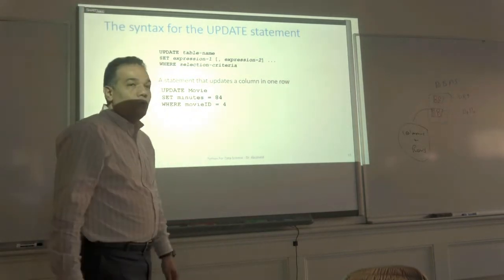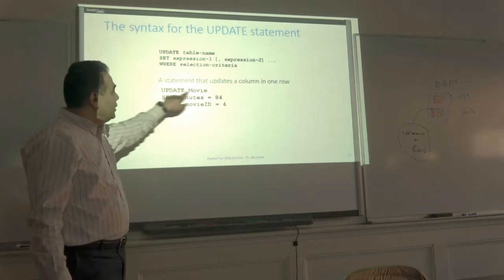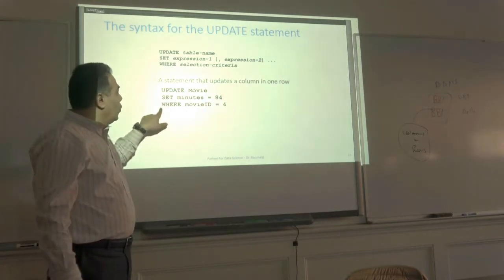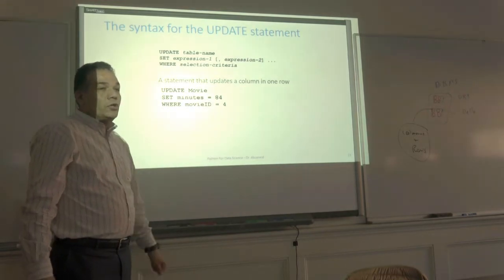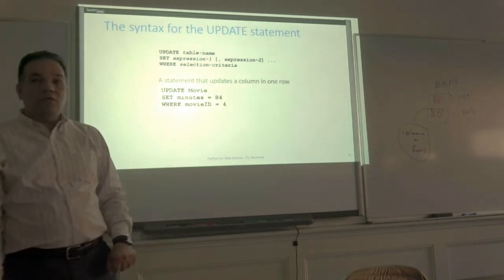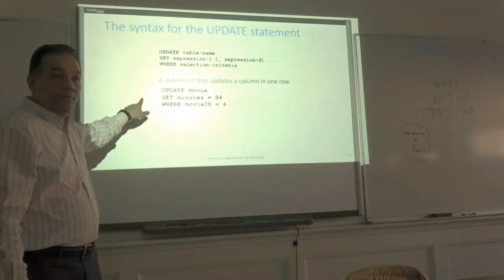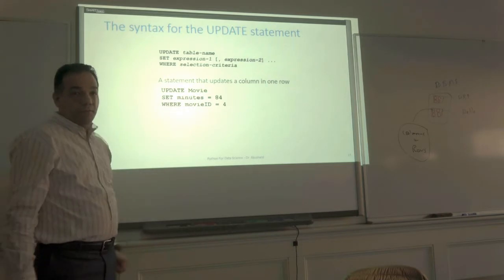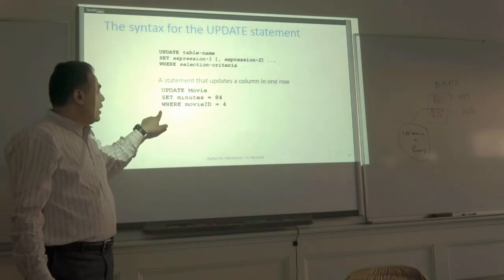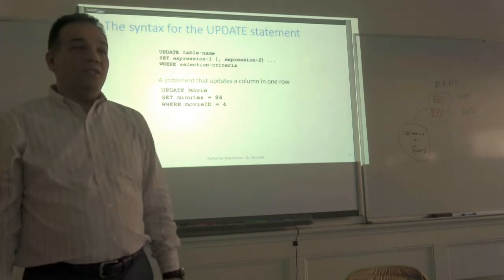Then you have update. What does update do? It modifies a record already stored in the database. So in here, update, which table? Movie. Set minutes to 84, where movie ID equals 4. So any movie that has movie ID equals 4, set the minutes to 84. So which attribute did we change in here? The minutes. Set the minutes for which rows? The rows where the movie ID equals 4.